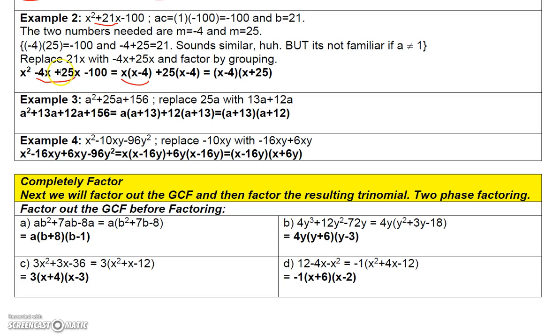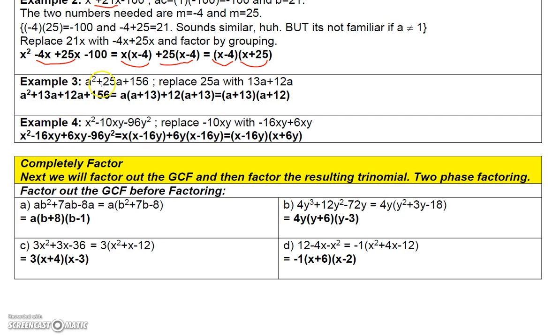And if you factor a 25 out of the last two terms, you get 25 times x minus 4. And then you can factor the x minus 4 out of these two terms, and you get x minus 4 as one factor, and then what's left is the x plus 25 as the other factor.